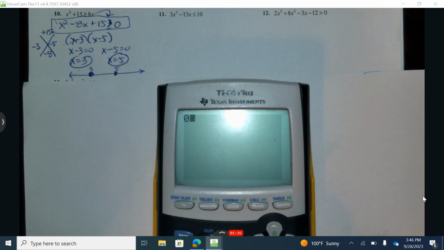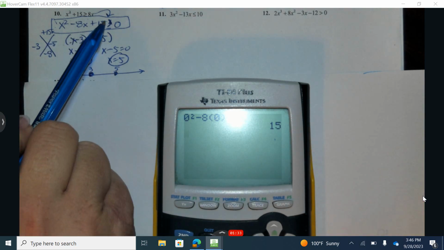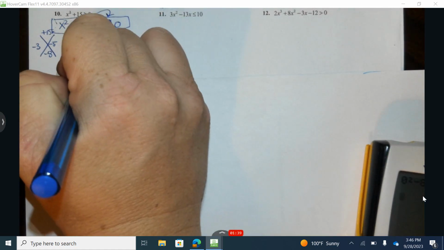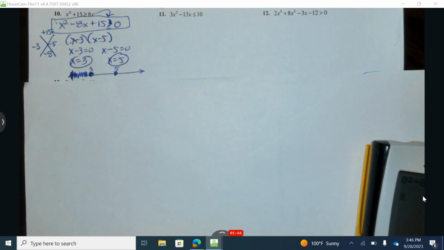Let's plug in 0. 0 squared minus 8 times 0 plus 15. Is this quantity greater than or equal to 0? Yeah, 15 is greater than 0. That's a true statement. I plugged in something to the left of 3. It made sense. That means all values 3 and to the left are part of the solution set.